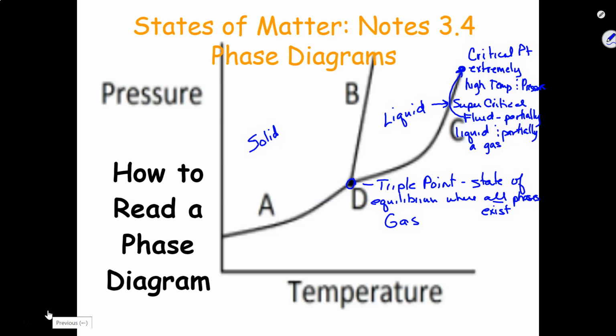So any phase diagram has those two points on it. It has the triple point. That's where three different phases intersect. And then it has that critical point, which would be at the very highest value for a substance, at a high temperature and a high pressure.